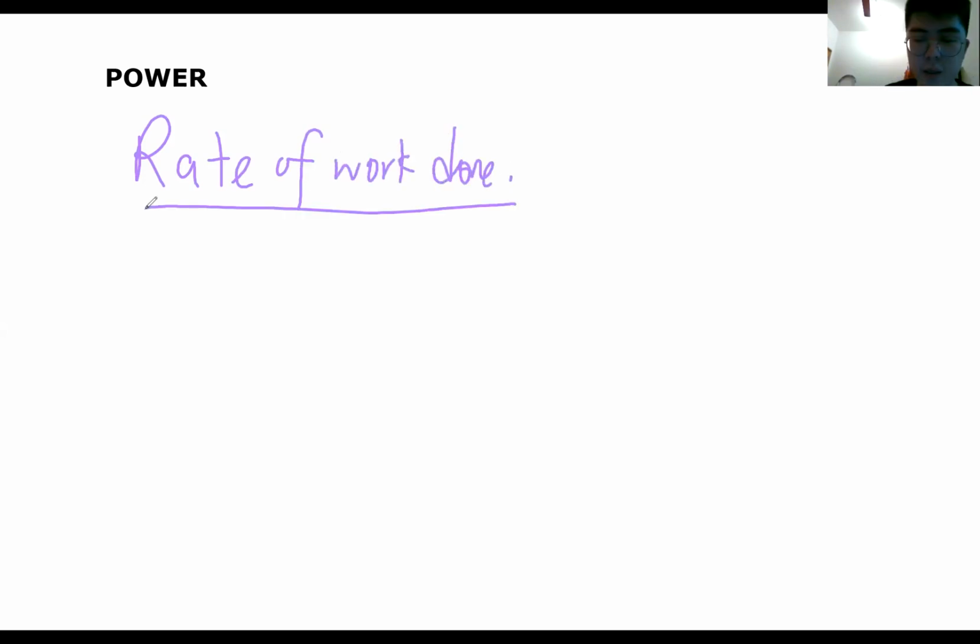Pick up the boxes, you can pick them up very easily and very fast. Pick up the boxes and go up four flights of stairs. If you can easily do it, if you can do it very fast, then you are strong. You have power, right? So if you really think about it, power is the rate of work done. In other words, it is how fast the work is done.